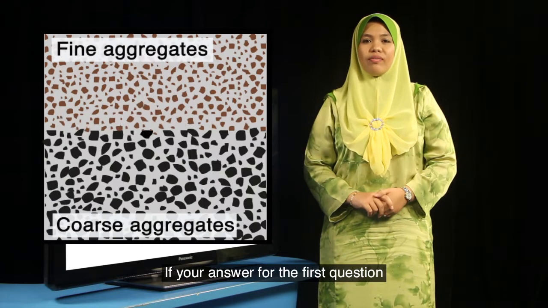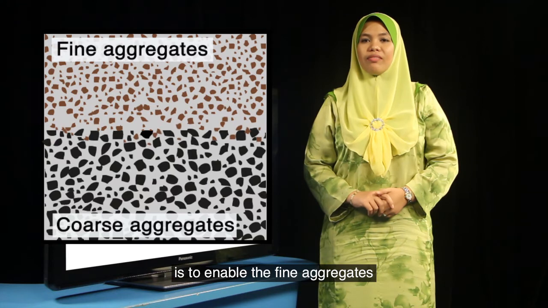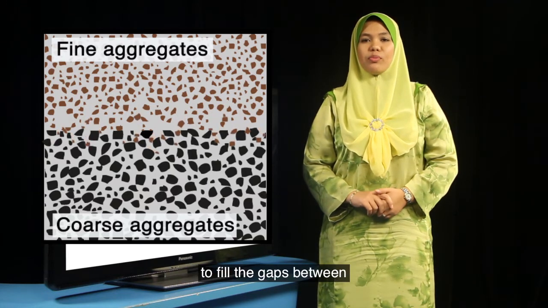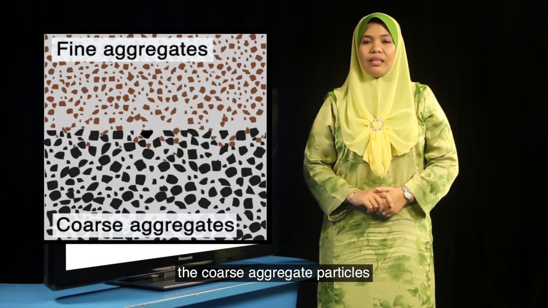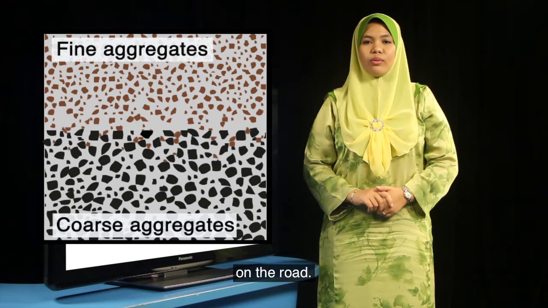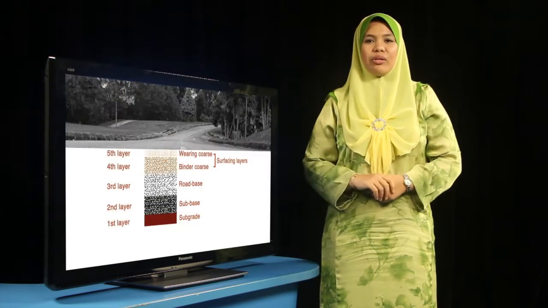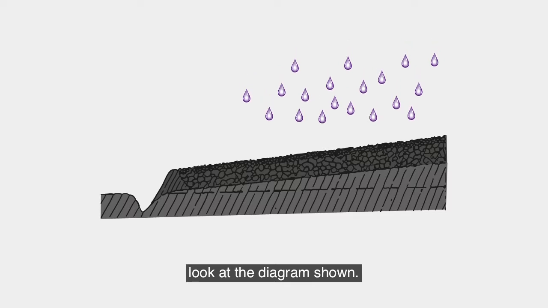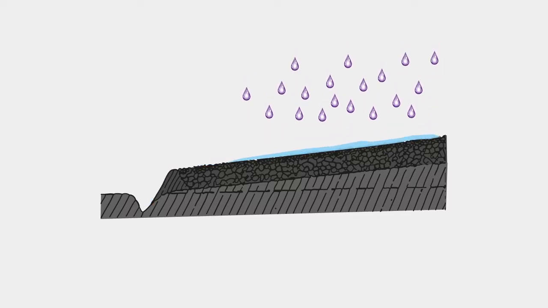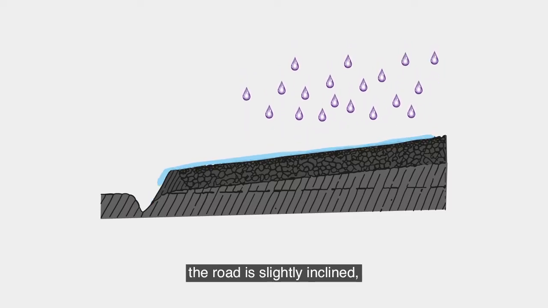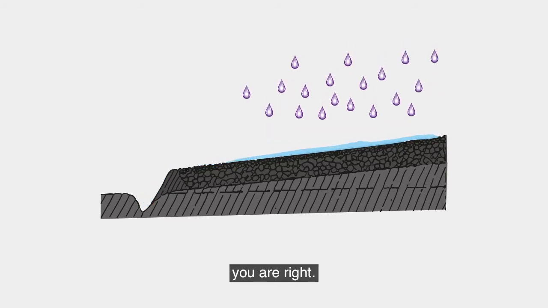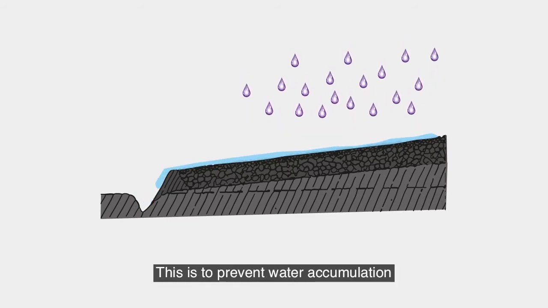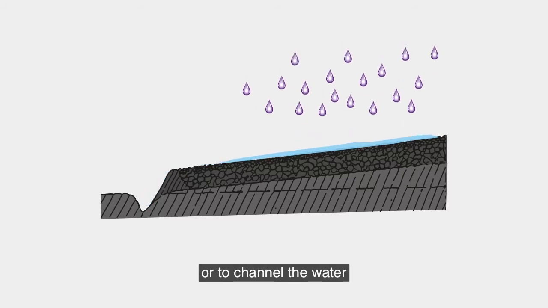If your answer for the first question is to enable the fine aggregates to fill the gaps between the coarse aggregate particles and ensure a smooth ride on the road, you are right. For the second question, look at the diagram shown. If you think that the road is slightly inclined, you are right. This is to prevent water accumulation on the road surface or to channel the water to the nearest drainage.